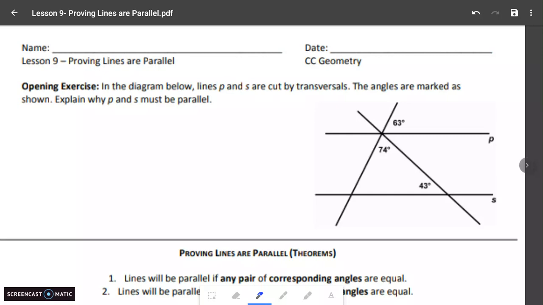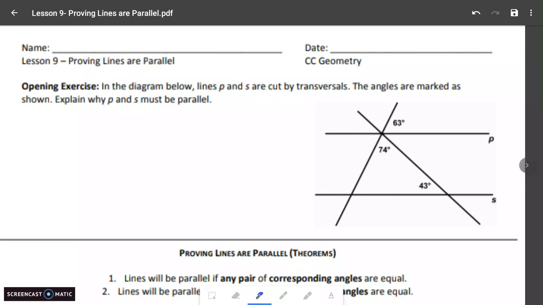In this video, we're going to be looking at how to prove that lines are parallel. So you'll see in the opening exercise, we have two lines, P and S, that are both cut by transversals, and we have the angles marked, and we want to explain why P and S must be parallel. So we don't have to do a formal proof here. Remember, explain means we can just justify our answers. So we're just going to look to fill in any angles that we can.